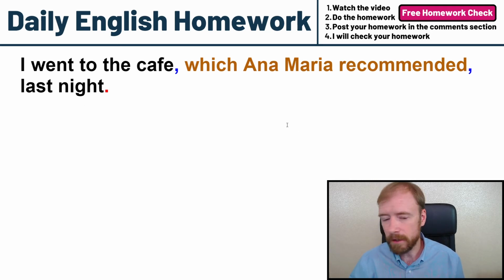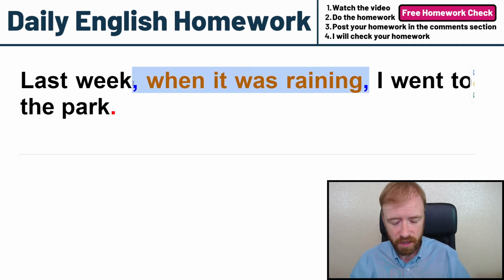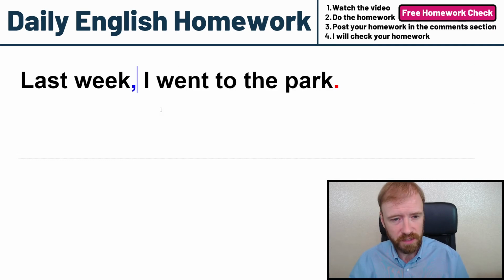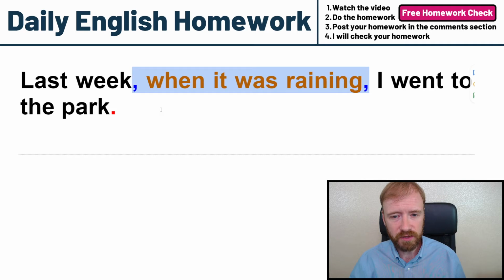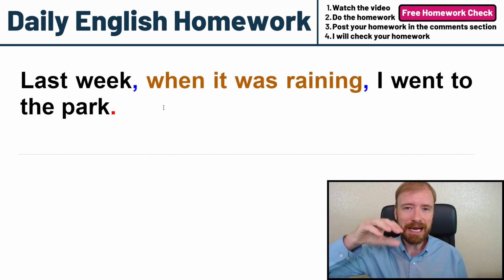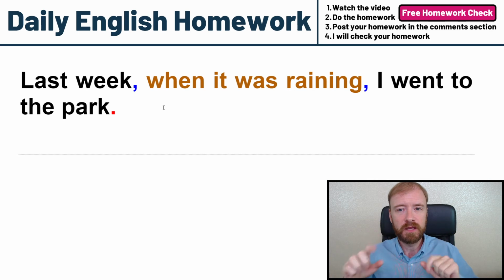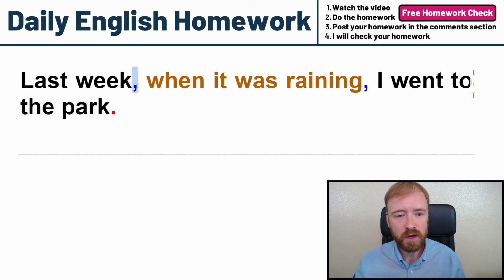Now it's okay. Last week, when it was raining, I went to the park. So again, if I take that out, last week always needs a comma. Last week is a time expression. I went to the park. That makes sense. So last week, when it was raining, I went to the park. So inserting or adding some extra information in the sentence, you need 2 commas. One here, one here.